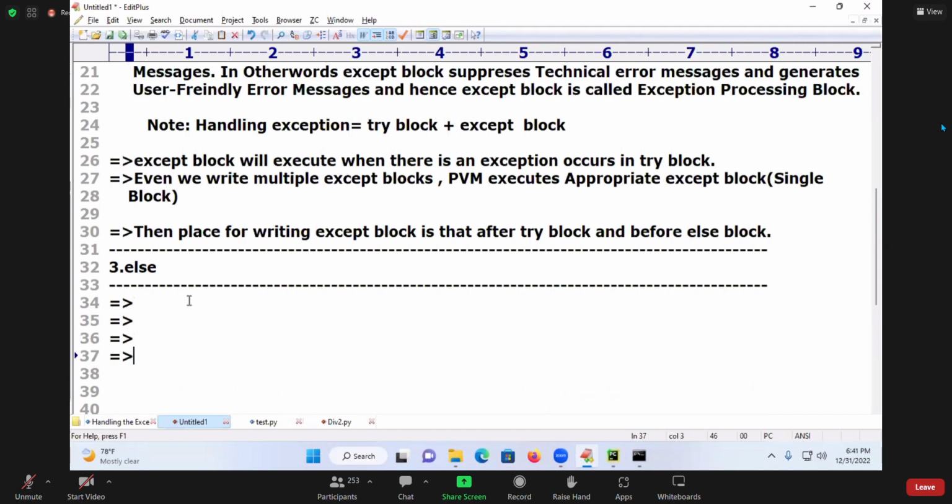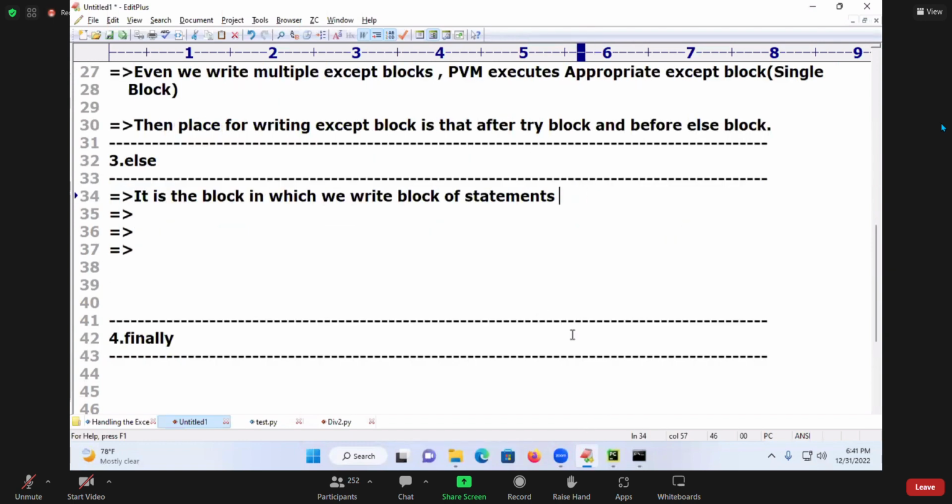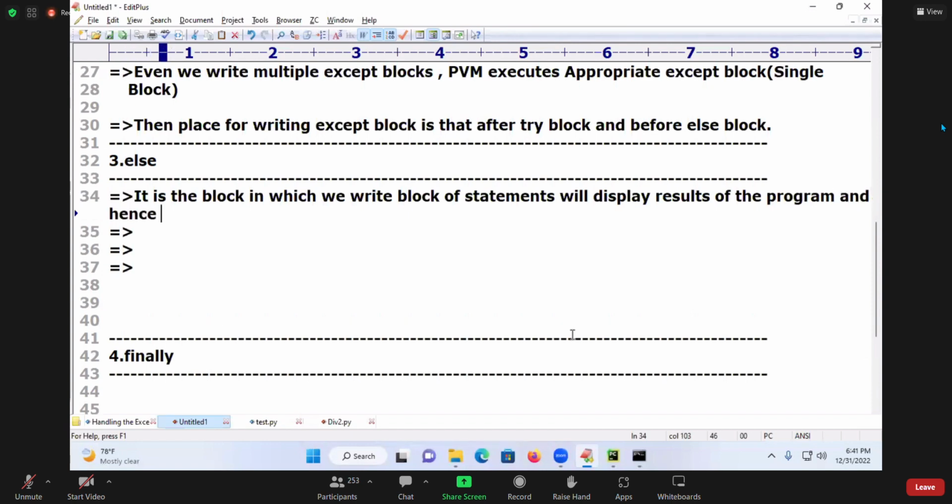Next, coming to the next one, I'll go for the else block. So, I am going to write the else block. Let us watch this else block now. Something like this I am writing. Tell me, what is the else block? It is the block in which we write block of statements that will display results of the program. Are you following?